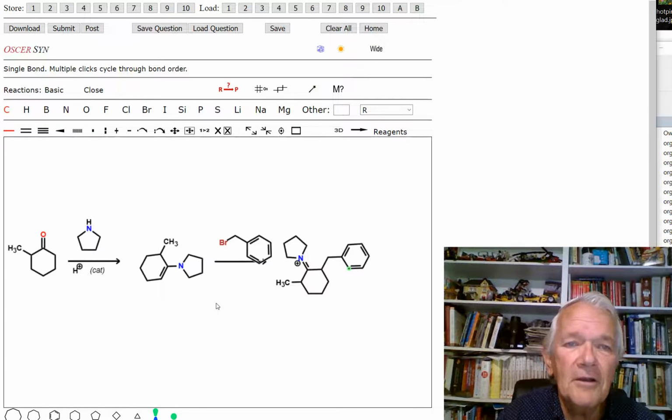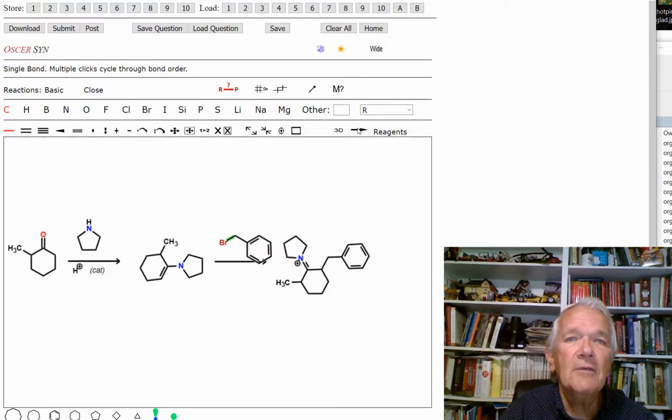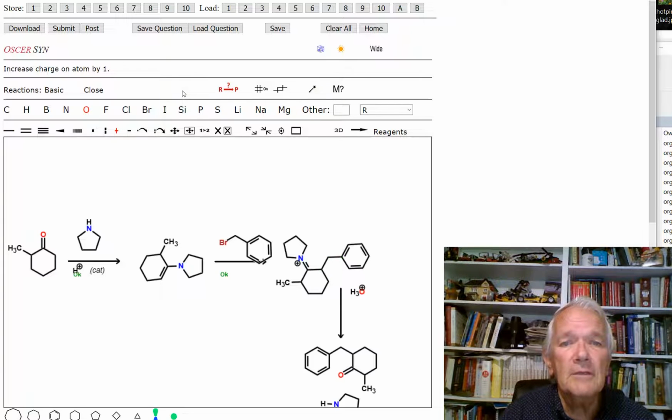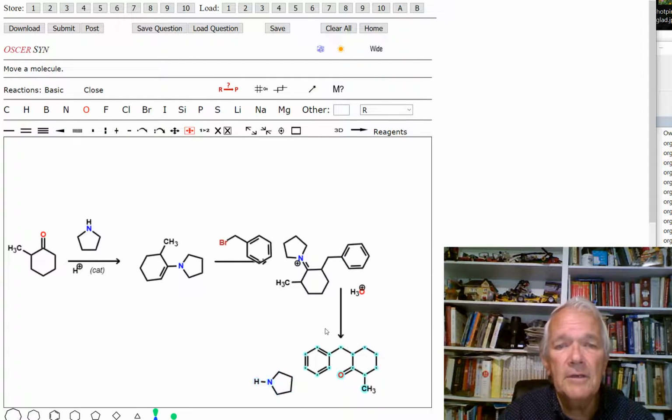So here we go. Here's our iminium ion, and of course, again, we hit this with aqueous acid. Get a little acid in here, and we can go to our free ketone. So here's our amine back, and here's our final product, where we've ended up basically putting the benzyl group on the side over here.